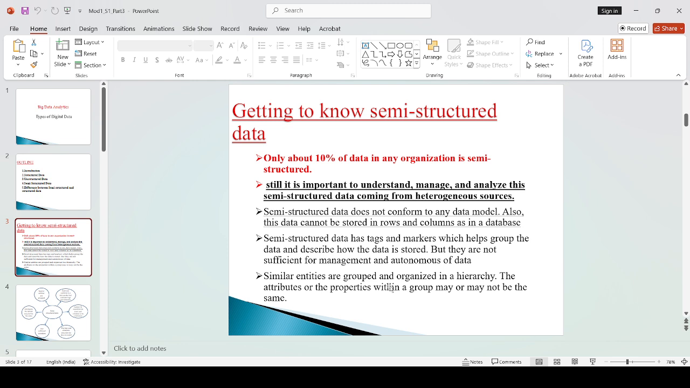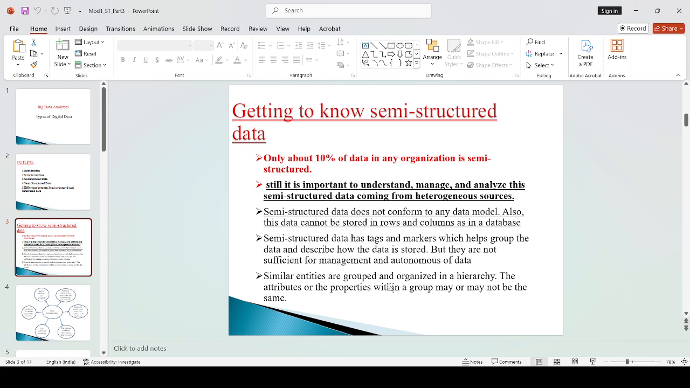Let us begin by understanding what semi-structured data is. Semi-structured data does not follow a fixed data model like structured data. It cannot be stored directly in rows and columns in a relational database. However, unlike unstructured data, it contains tags, labels, or markers that describe the data and provide some organization.